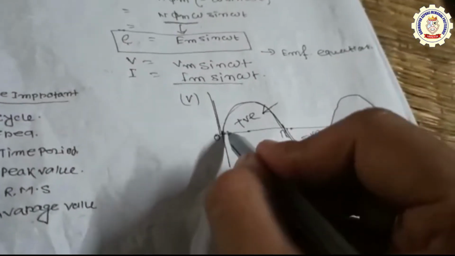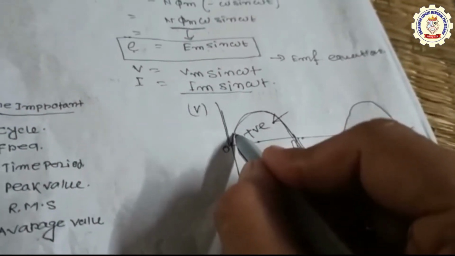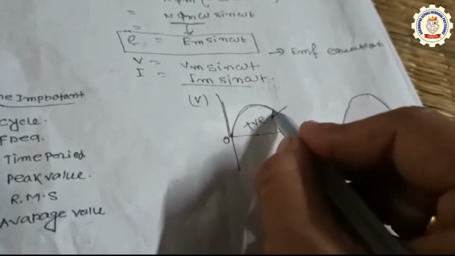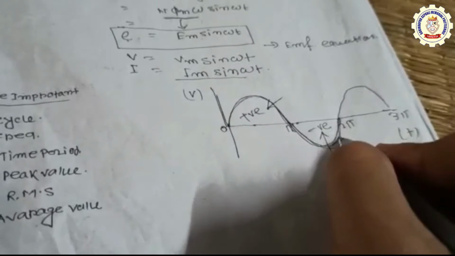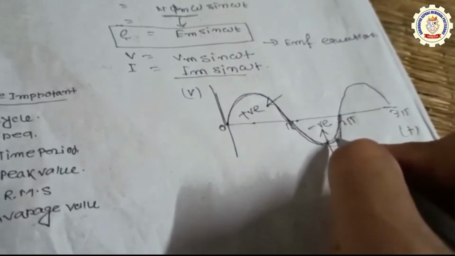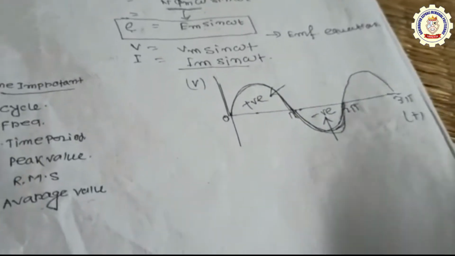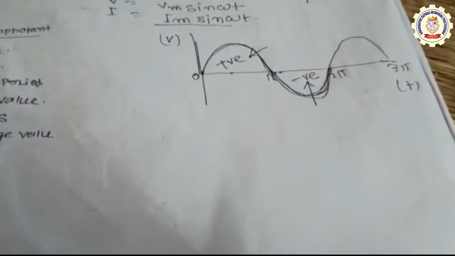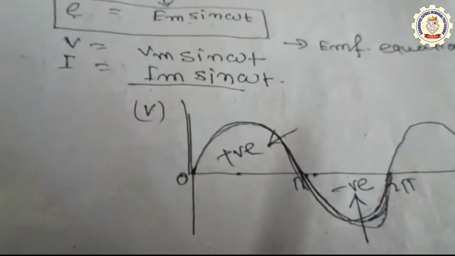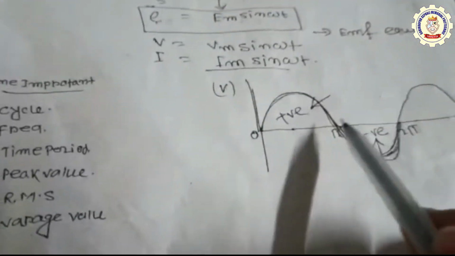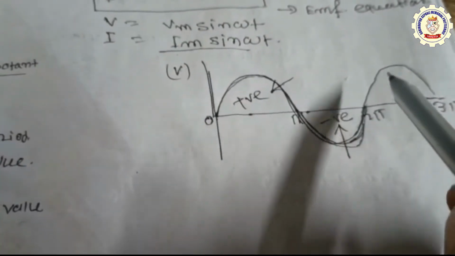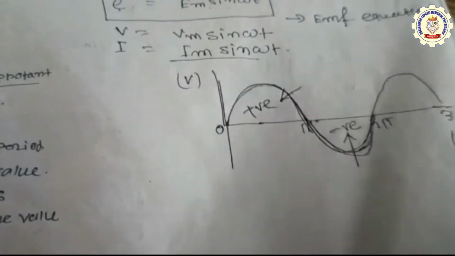So this one complete set of positive and negative quantity is called cycle. So we can say that one complete set of positive or negative value of alternating quantity is called cycle.